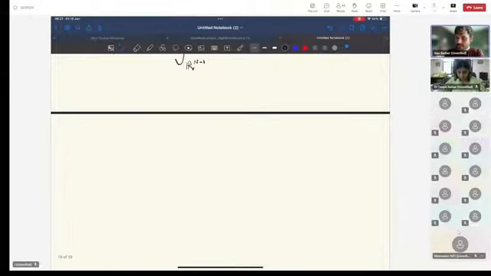Perfect. So let me directly write the equations and then discuss them. So belief propagation.